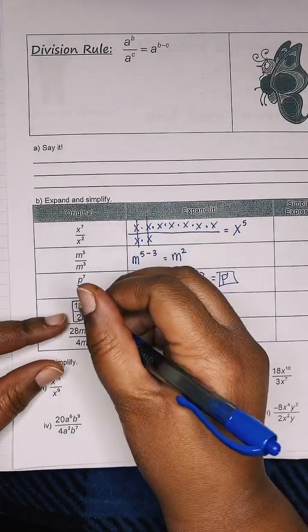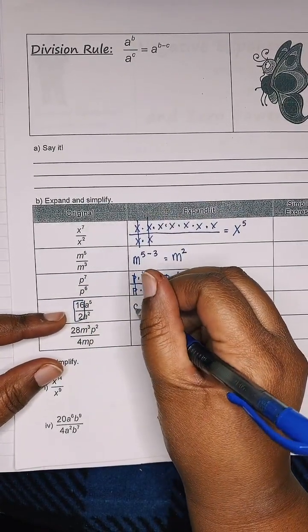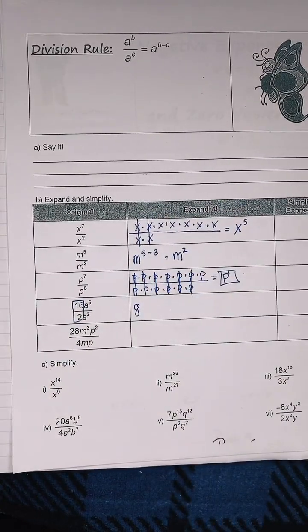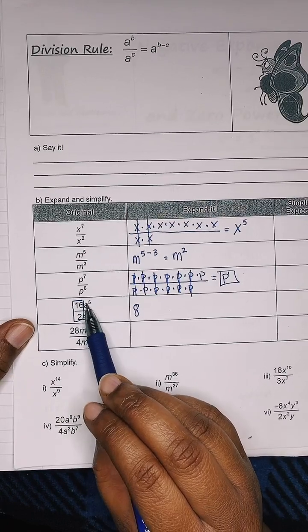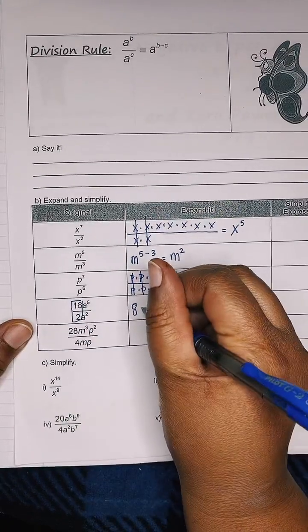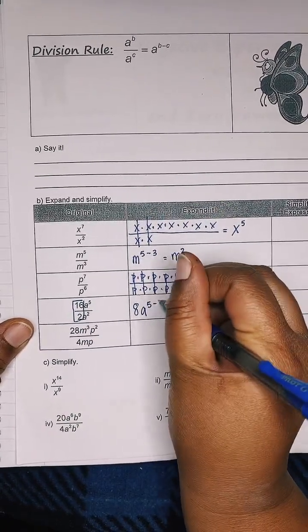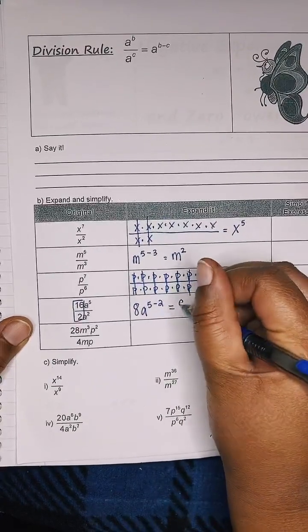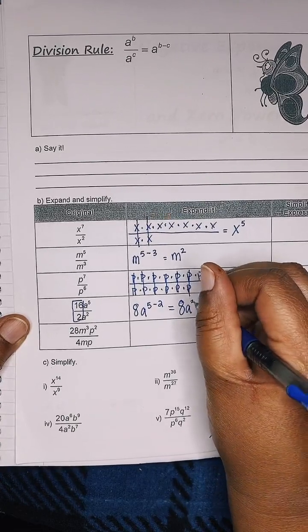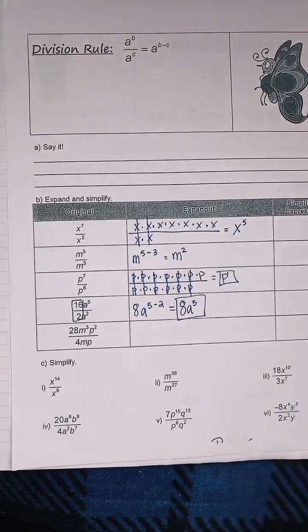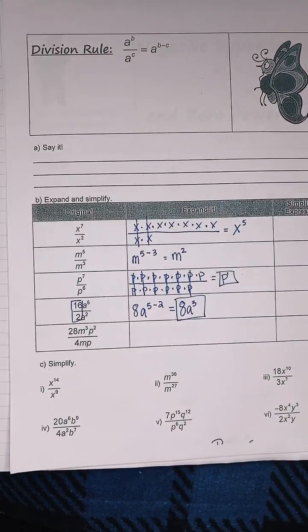Beautiful. So 16 divided by 2 gives us 8. Good. And now remember, a variable divided by a variable means you subtract the exponents. So we do 5 minus 2, and we get 8a. 5 minus 2 is 3. And this is our answer.